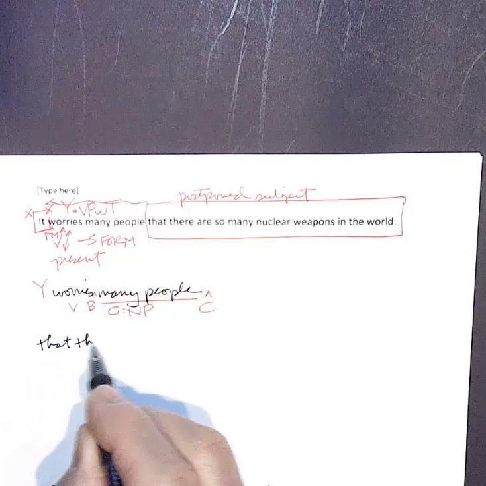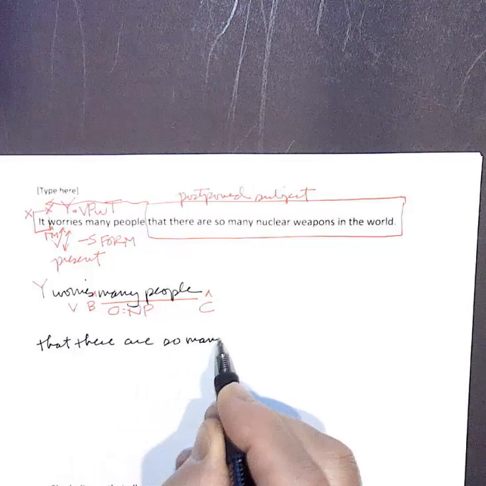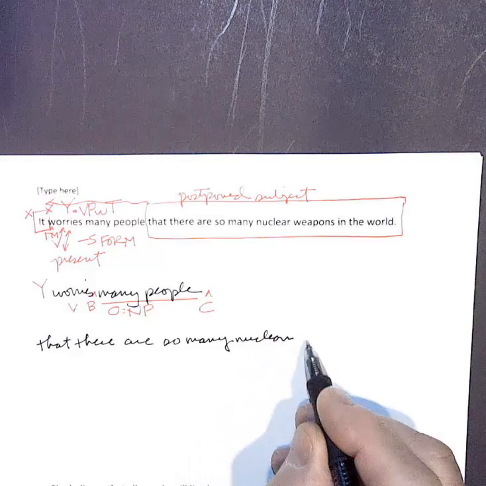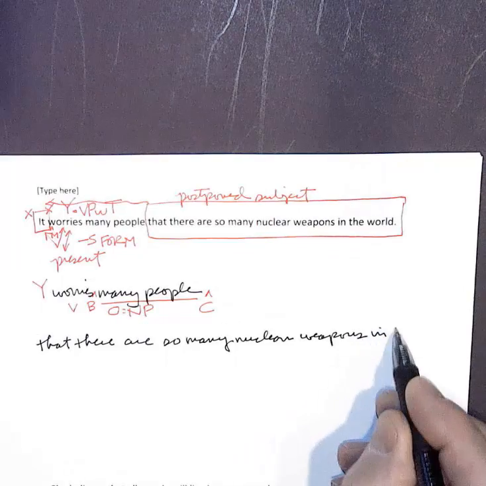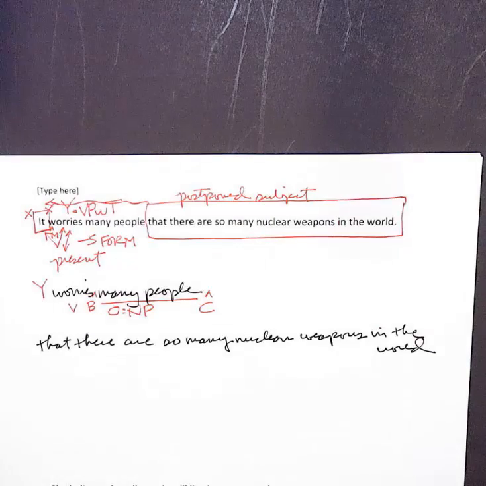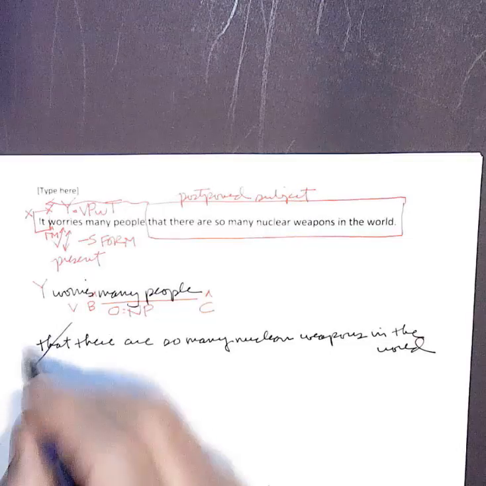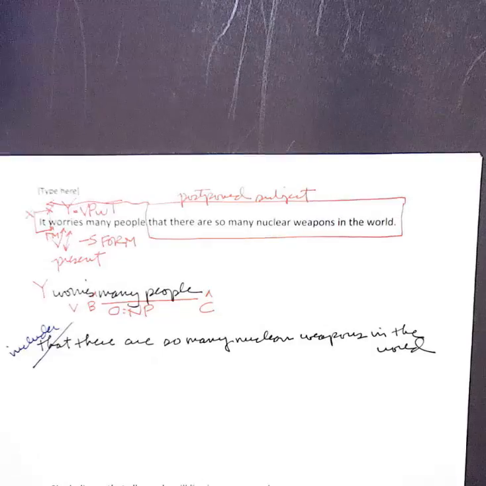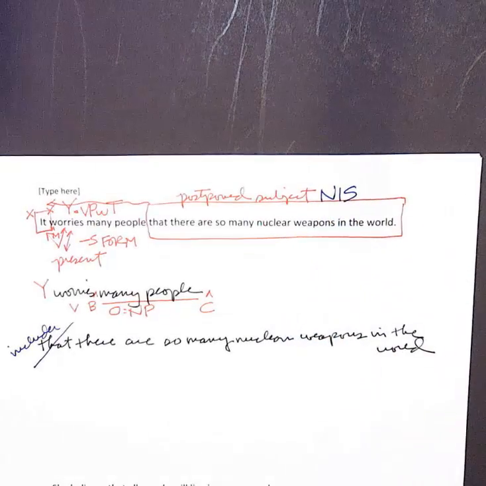That there are so many nuclear weapons in the world. And let me grab another different color. Okay, that is the includer. Postponed subject, we should have labeled it as a nominal included sentence.